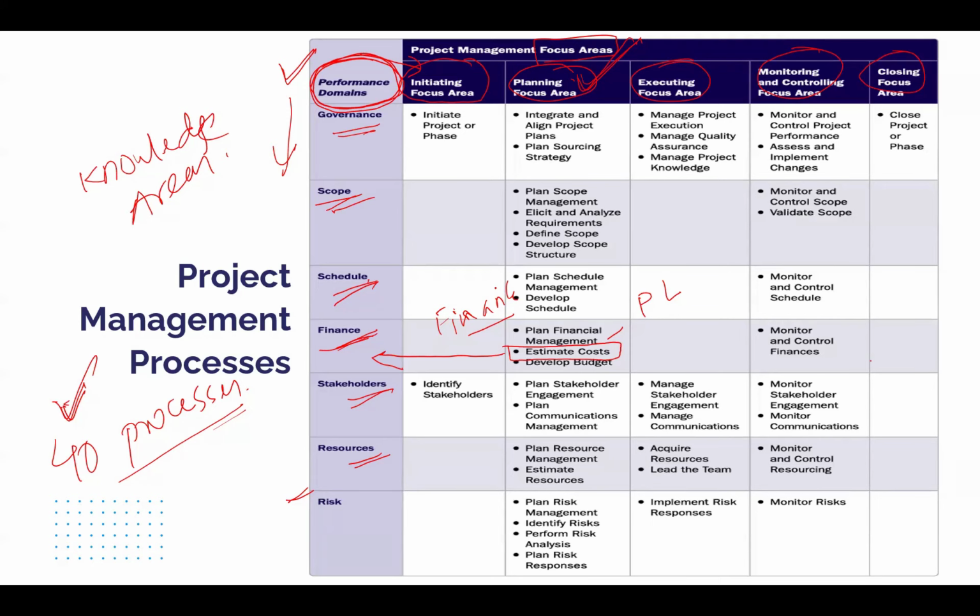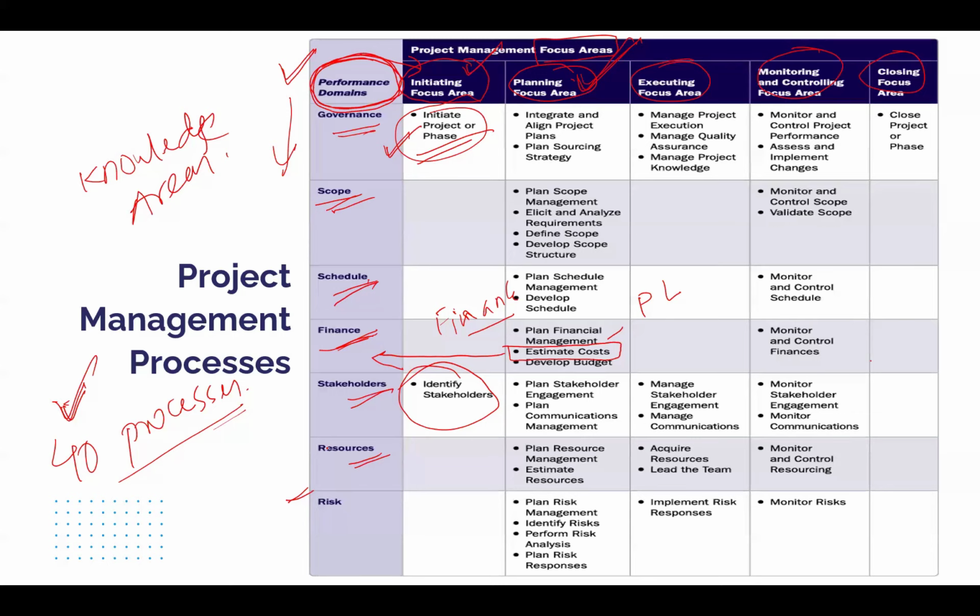Understand this mapping? Now let's take a look at the initiation focus area. Out of 40, there are only 2 processes in initiation. Which are those? Initiate a project or phase, which is the next topic we are going to learn, and identify stakeholders. These are the only 2 processes we perform as part of initiation of any project.